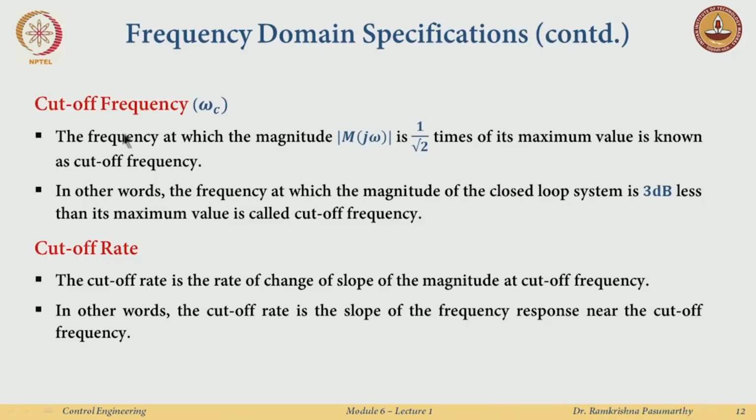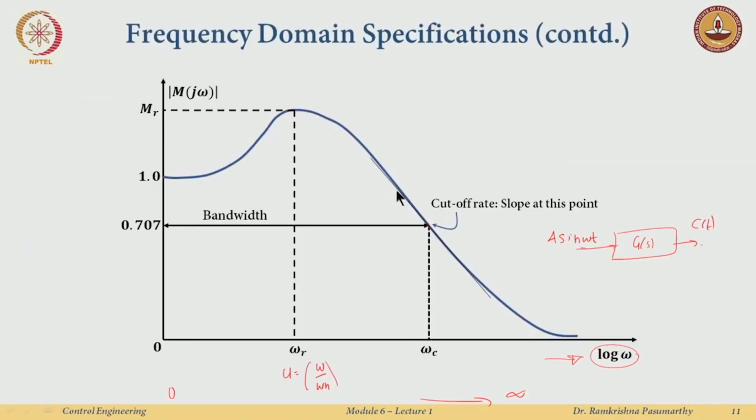So this is essentially what I call the cutoff frequency, whose magnitude is 1 over root 2 times its peak value. This is not really the maximum value, but the zero frequency value. I will just change this in the slides. And then the cutoff rate is the rate of change of slope at the cutoff frequency, just the slope of this line.